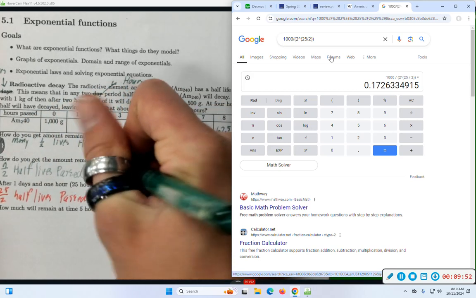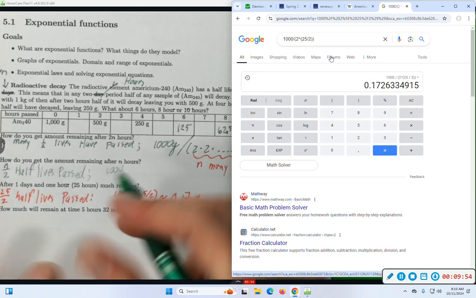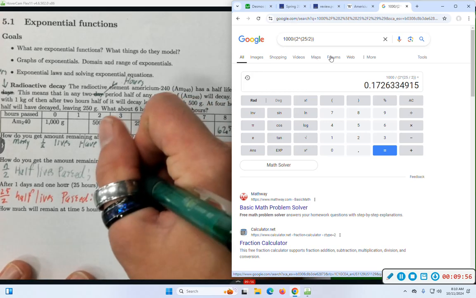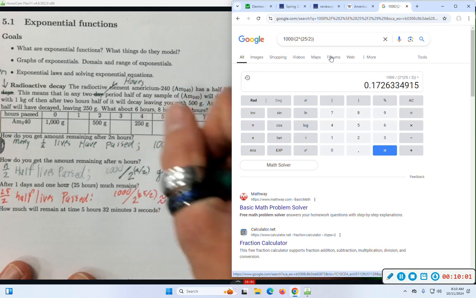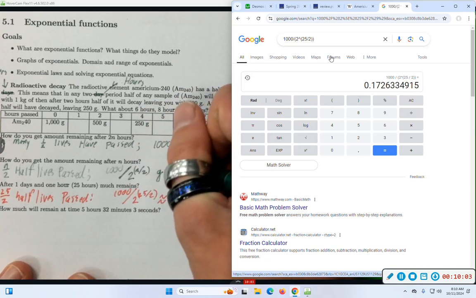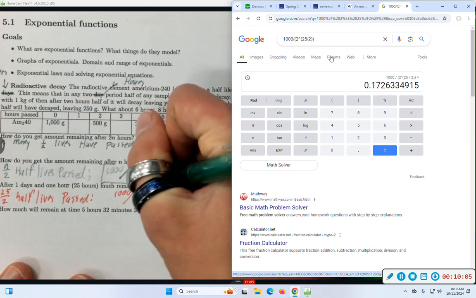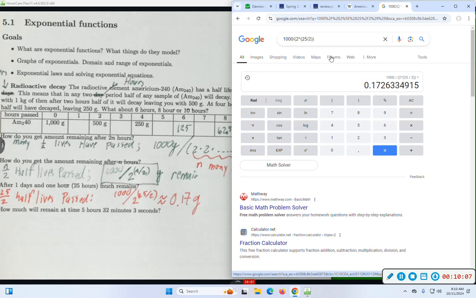So you'll end up with 1,000 divided by 2 to the n over 2 grams remain. All right. That feel pretty all right? So, next one I think I want you to do, this is definitely a thing that is going to require a calculator. Do you think you could figure out how many are left at time equals 5 hours, 42 minutes, and 3 seconds?